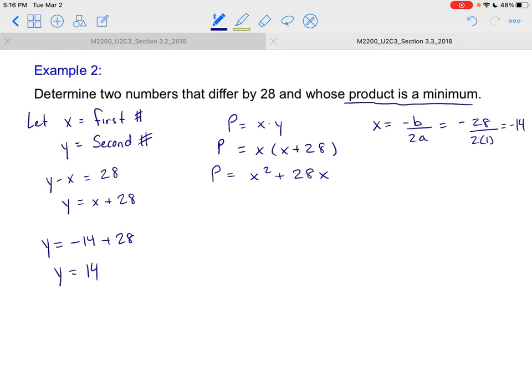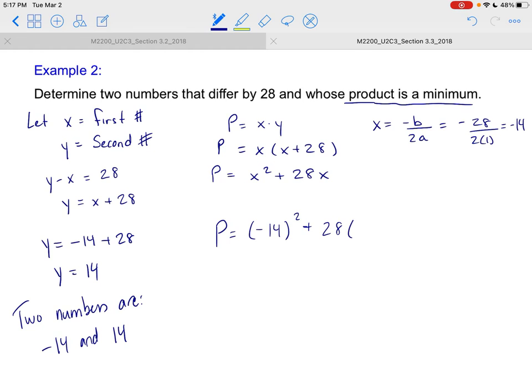So the two numbers, our two numbers are negative 14 and positive 14. And now let's just find what the product of those two numbers is, or what the actual minimum value is. And remember, the minimum occurs at the vertex. That's why we found the x-coordinate of the vertex. Or that's why we know that we could use that to solve for one of the numbers at least.